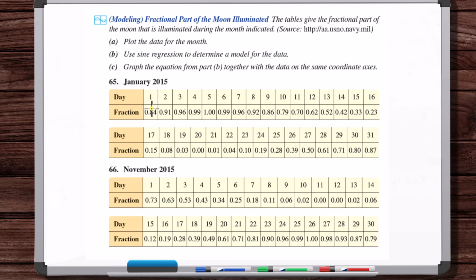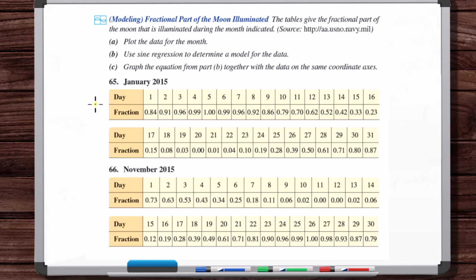So for example, on January 1st, 2015, 84% of the moon was illuminated. So 16% of it was dark. On January 5th, it was a full moon. On the 20th, 21st, and 22nd, most of the moon you couldn't see. Okay, so we have this data for January and November 2015.